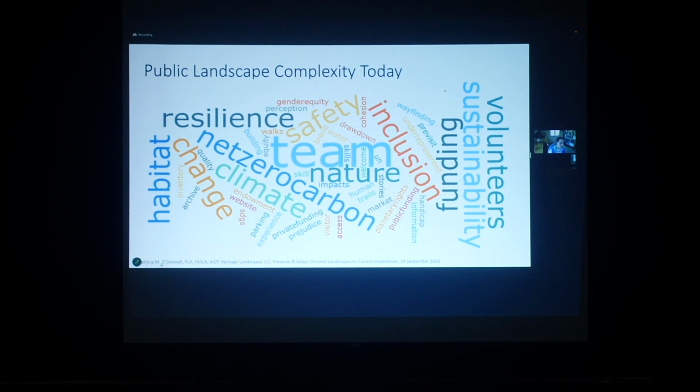Now, we all recognize that it is a complex process looking at landscapes and change over time, and that we have a series of issues that jump out to us, and this kind of word map gives us a sense that we need to look at sustainability, funding, staff, volunteers, net zero carbon, equity, resilience to climate.